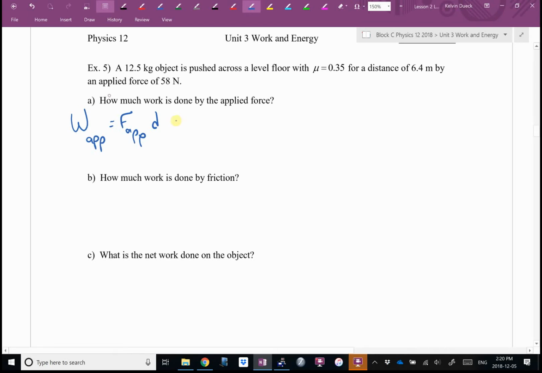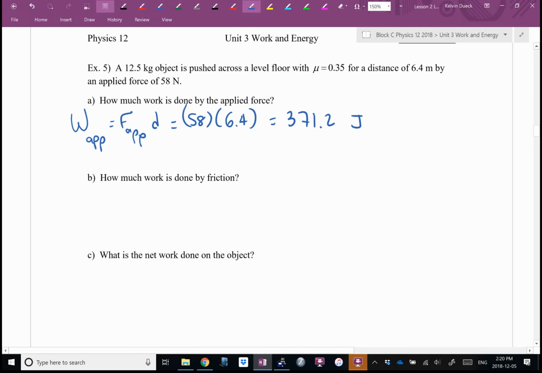What's the applied force, Lorenzo? What's the distance? How many joules of work? 371. Give it to me to 4 sig figs. Yeah. Normally I'd go 3, but I'm going to be doing something with this, so there's the full shebang.